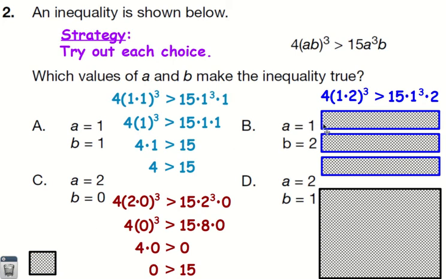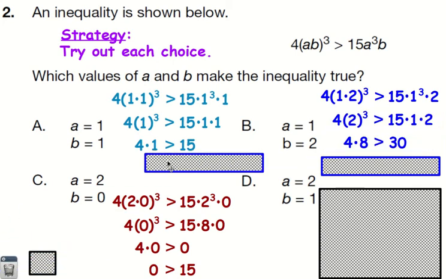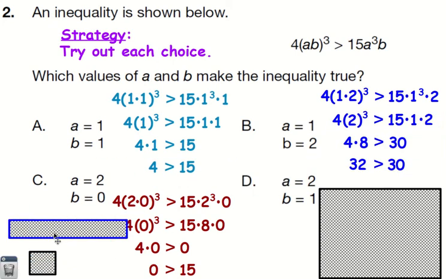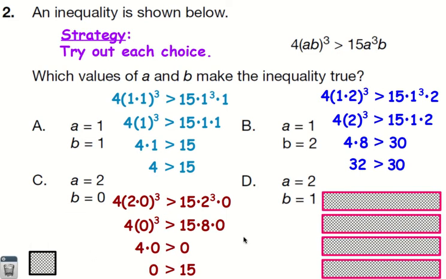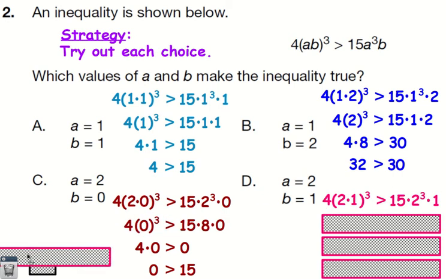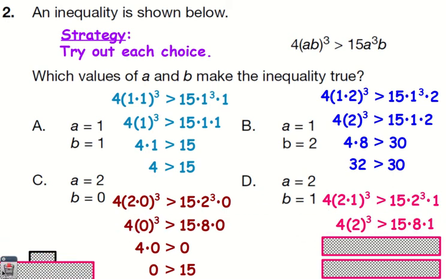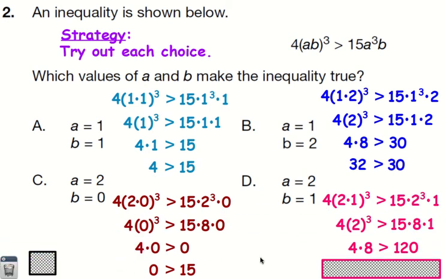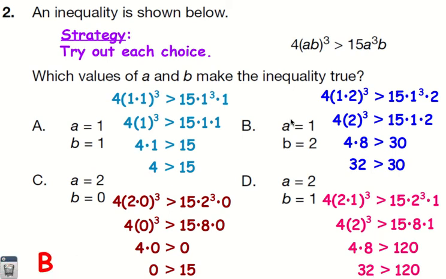Option B, using 1 for A and 2 for B. Look over this math when you get a chance. Getting to here, or using 2 in there for A and 1 in for B, it turns out that it is these values that make this inequality true.